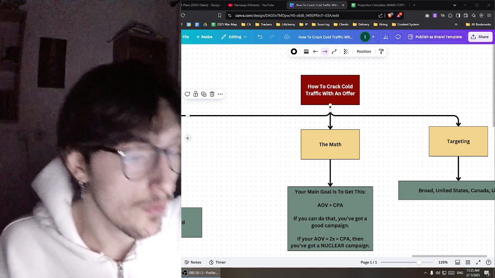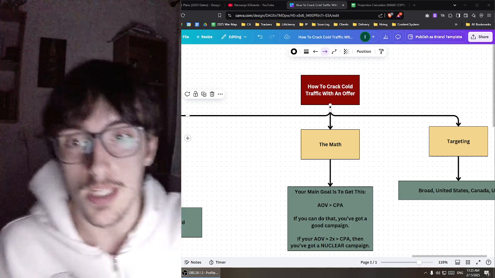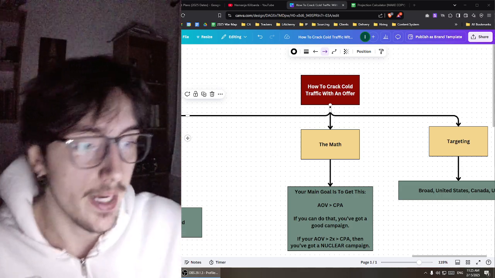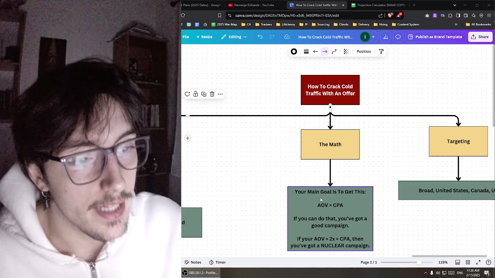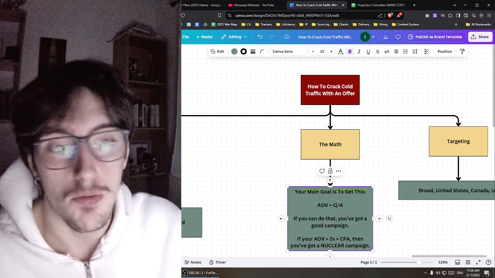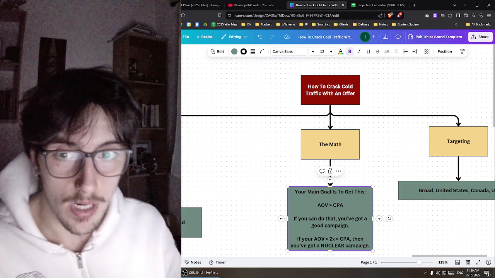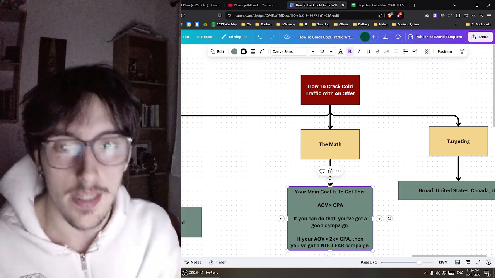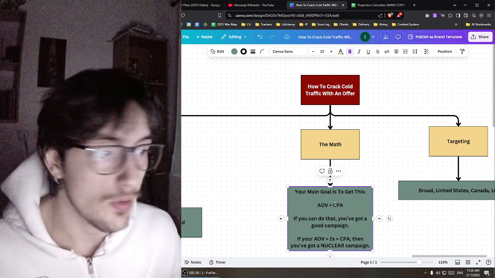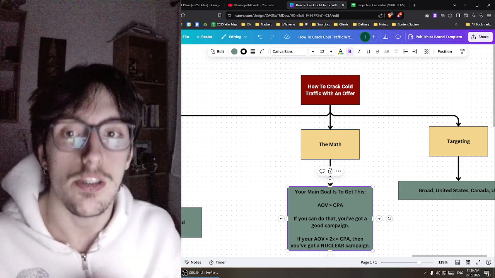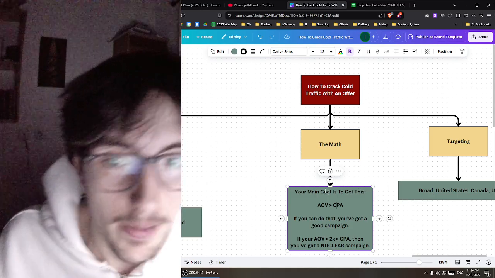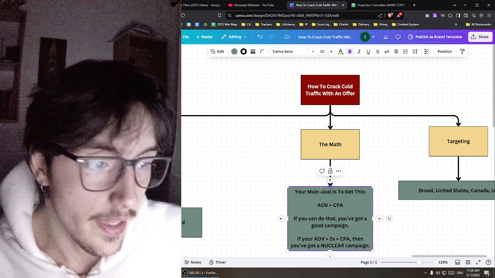What you want to do here is set the intentions on the specific CPAs that you need to make a killer campaign. The main goal here is to get your average order value, your AOV, higher than your CPA, your cost per acquisition. If you can do that, you've got a good campaign. It doesn't have to be an insane ROI, but if you can get it to like 1.5x, 2x, you can start scaling your campaigns to the moon by adding more ad spend and just scaling the thing, right?